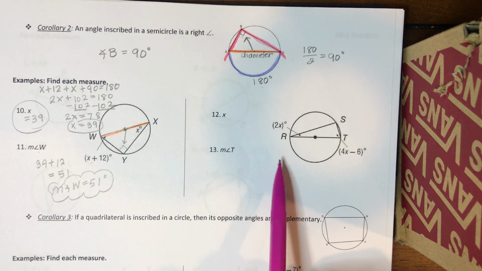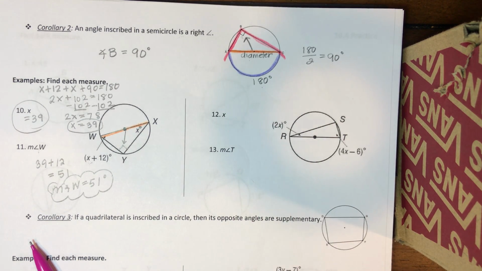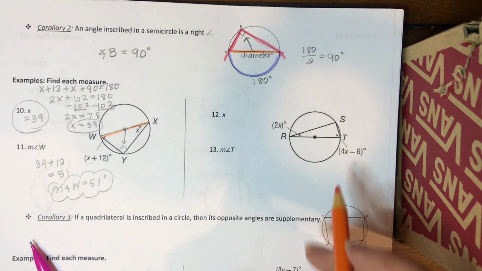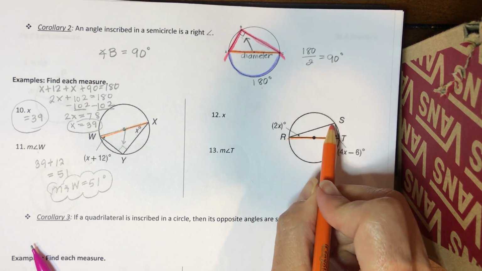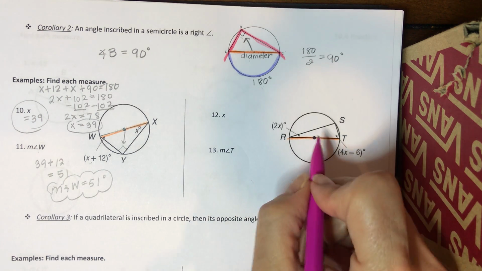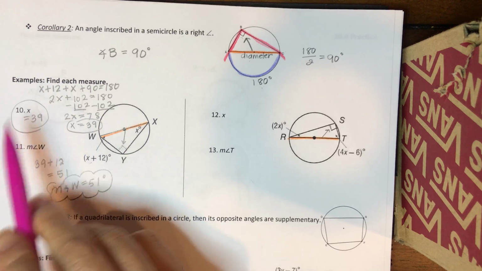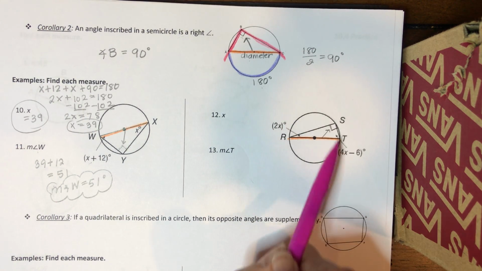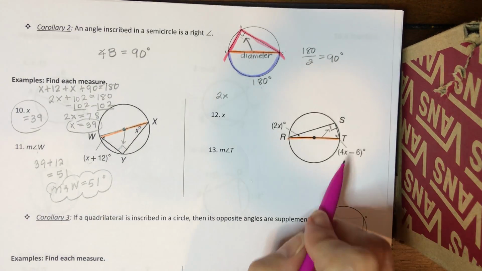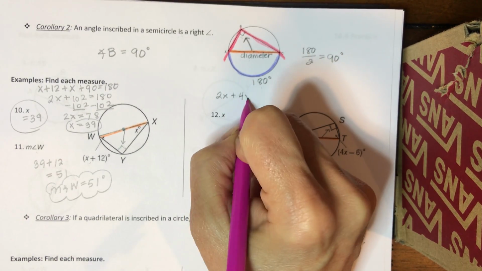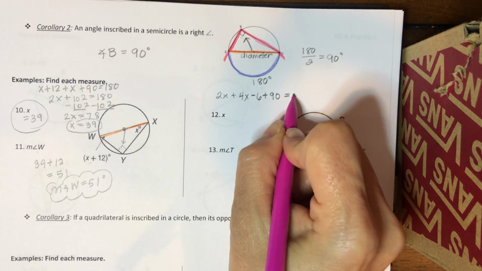We're going to do the same thing over here with 12 and 13. I have a picture. I have a triangle inside of my circle. I see that I have a diameter. So then I know that angle S is my inscribed angle. The angle across from that diameter is 90 degrees. So I'm going to do exactly what I did over here. Add up the angles and set them equal to 180. So we start with 2x plus 4x minus 6 plus 90 equals 180.